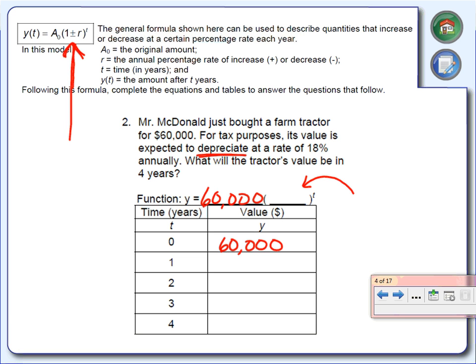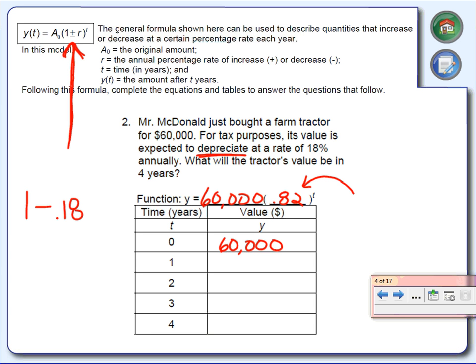Right over here. Because we're talking depreciation, what we're going to do this time is 1 minus. 1 minus what though? There it is, 0.18. That's 18% as a decimal. So what would we get if we subtract 1 minus the rate? 1 minus 0.18 is 0.82. Notice how that's a number between 0 and 1, which should give us y values that decrease.